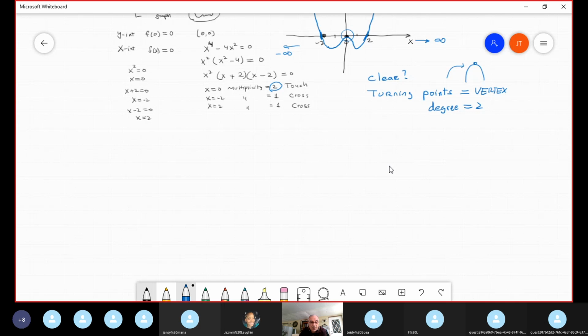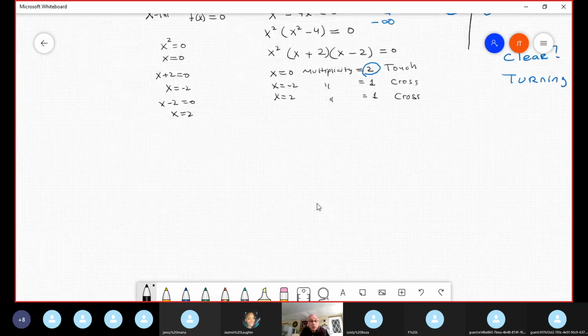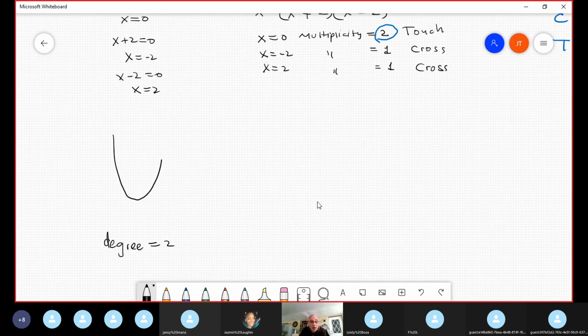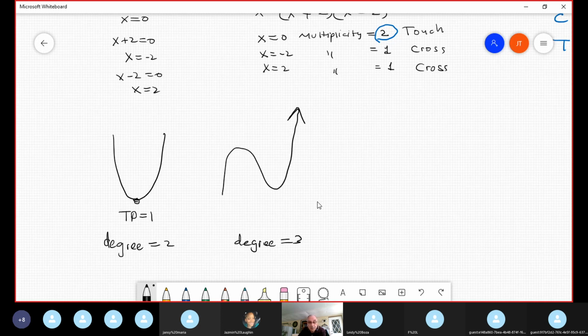Actually, the quadratic function that we studied today is a particular example of a polynomial of degree 2. That parabola has only one turning point. Degree 2, turning point equal to one. Degree 3 looks like that. We have two turning points, 1 and 2. Degree 4, we have maybe like that.